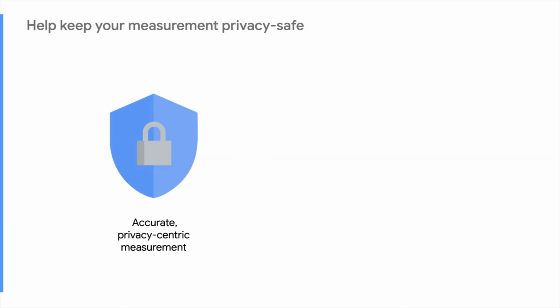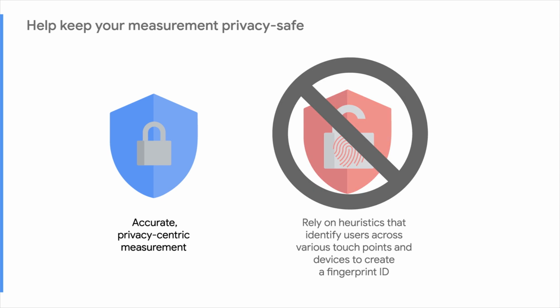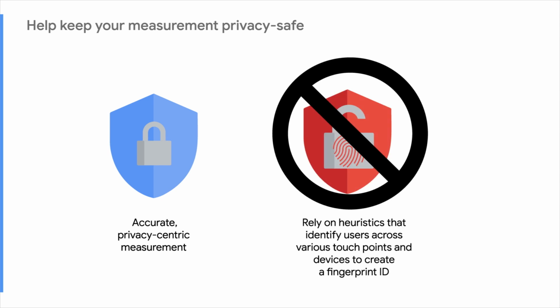Modeling also ensures that your measurement remains privacy safe. Our priority is to always provide you with the most accurate performance without ever sacrificing privacy. This approach is in direct contrast with non-privacy safe tactics like fingerprinting, which relies on heuristics such as IP address and attempts to identify and track individual users. Google has a strict policy against utilizing fingerprinting as it doesn't allow reasonable user control and transparency.